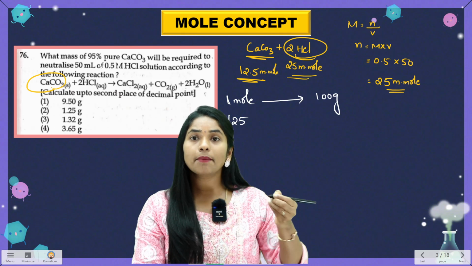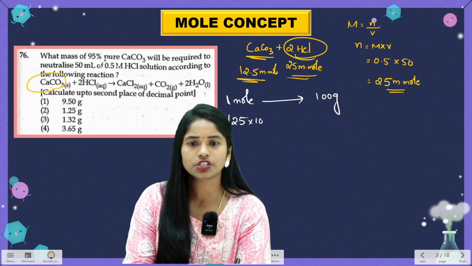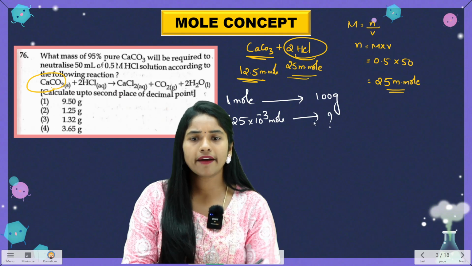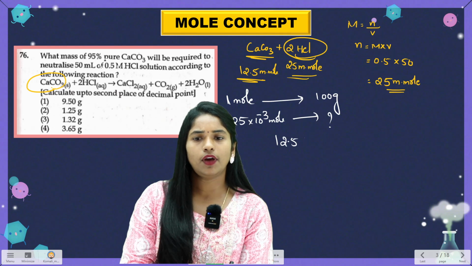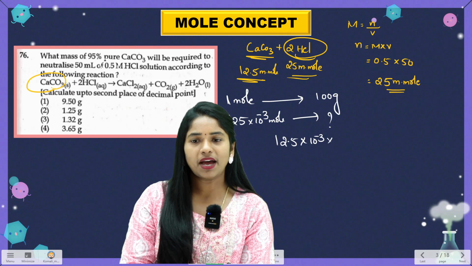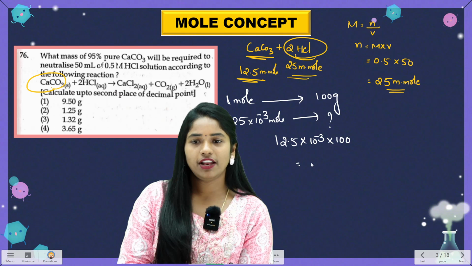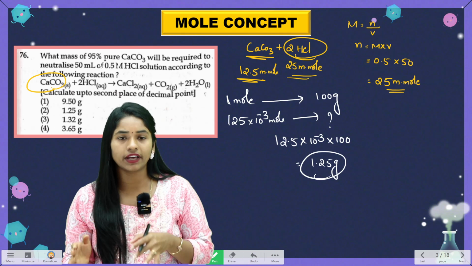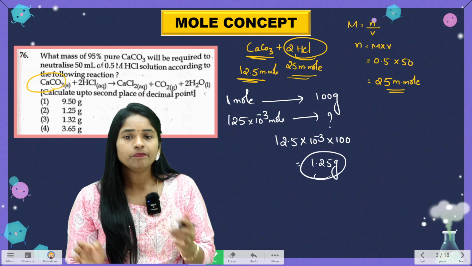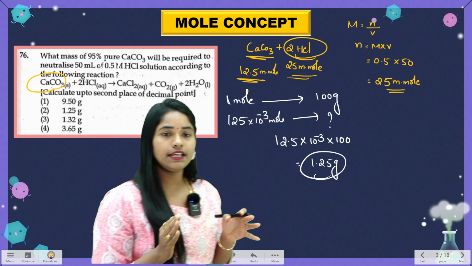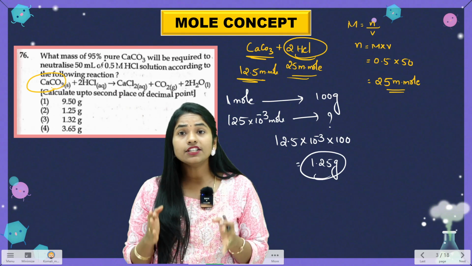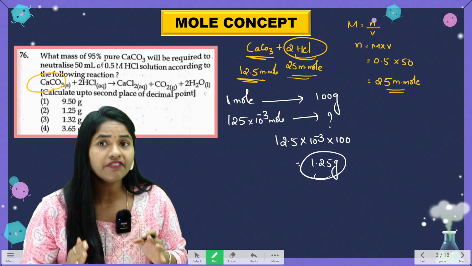Then 12.5 millimoles, I am converting into moles: 12.5 into 10 power of minus 3 moles. Then how many grams? You have to do cross multiplication: 12.5 into 10 power of minus 3 into 100. So what will we be getting here? 1.25 gram. Is it clear? Now, this is the weight of CaCO3. But it is not 100% pure. Only 95% it is pure.